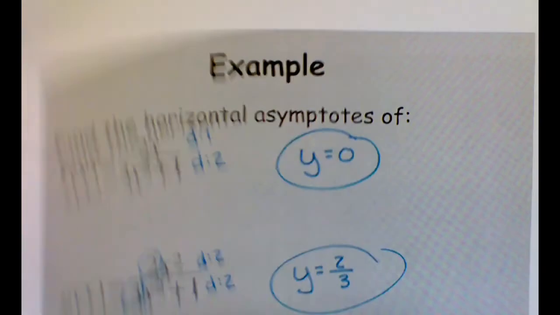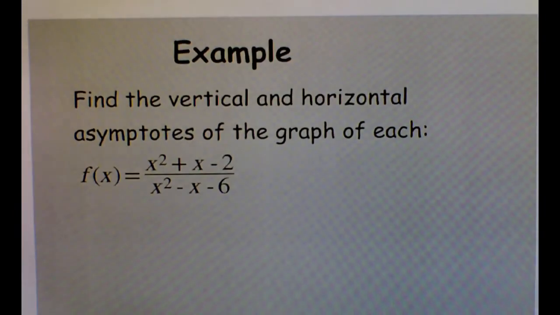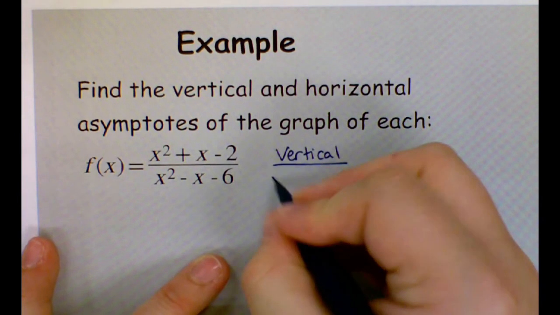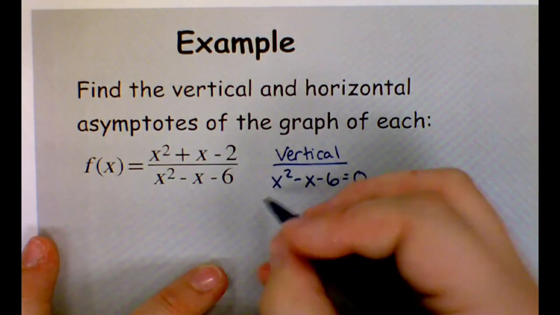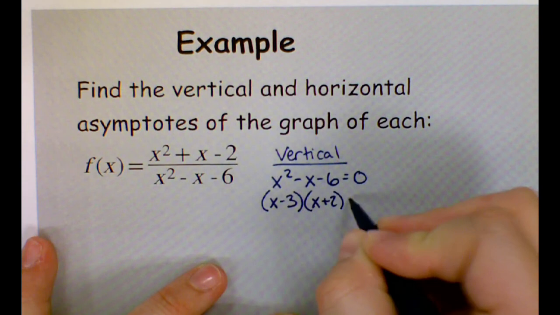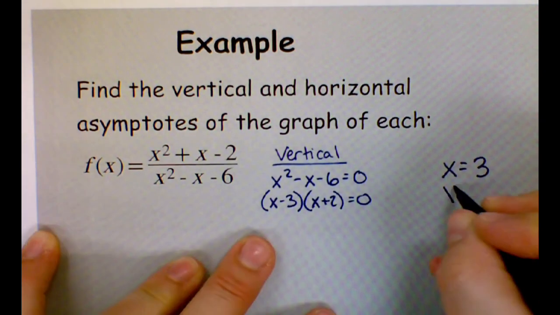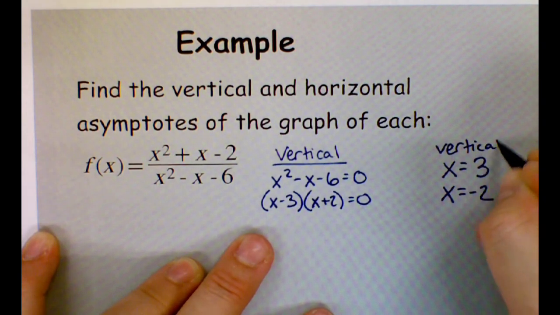All right, let's find all of the asymptotes now. Well, vertical and horizontal. To find vertical asymptotes, we'll do that first. We set the denominator equal to 0. So x squared minus x minus 6 equals 0. We factor: x minus 3, x plus 2. So that means x equals positive 3 and x equals negative 2 are my vertical asymptotes.